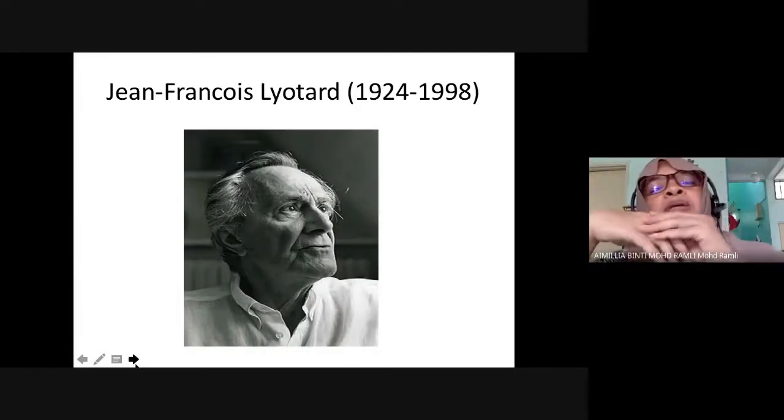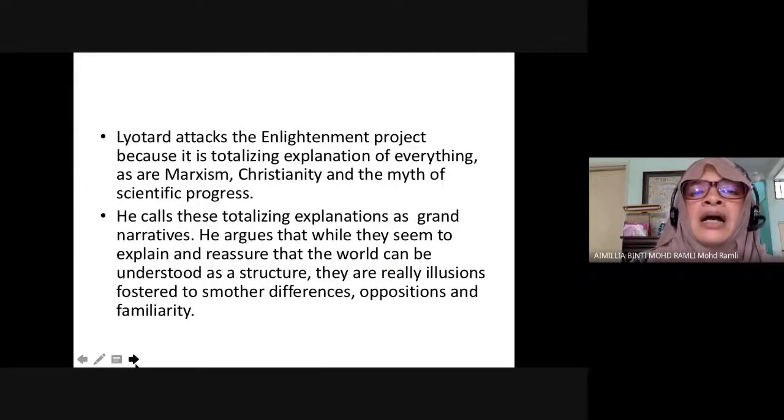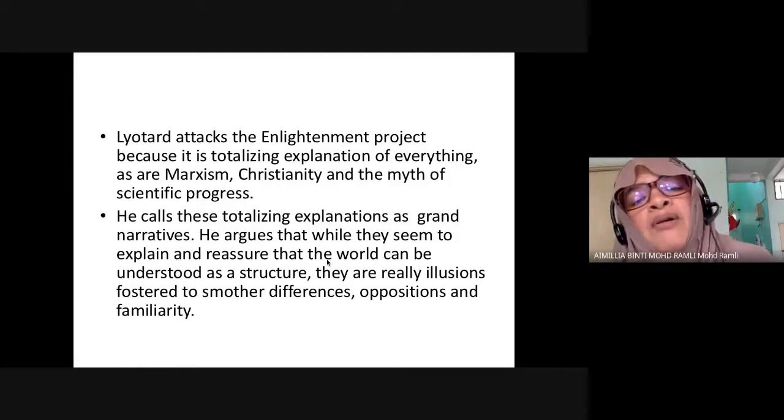Okay, so Jean-Francois Lyotard is a French philosopher, and he is perhaps one of the first few people who began to talk about postmodernism. Lyotard attacks the Enlightenment project because it is a totalizing explanation of everything, as are Marxism, Christianity, and the myth of scientific progress. So he calls these totalizing explanations grand narratives. He argues that while they seem to explain and reassure that the world can be understood as a structure, they are really illusions fostered to smother differences, oppositions, and familiarity.